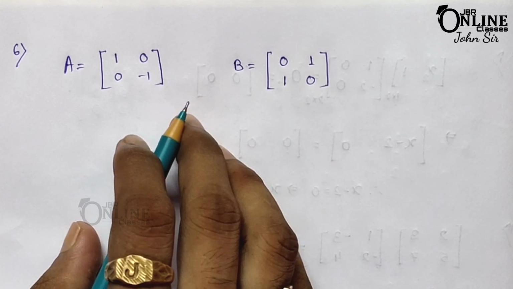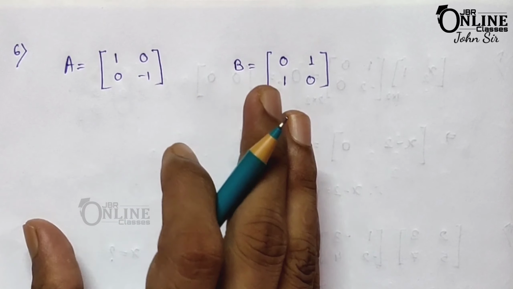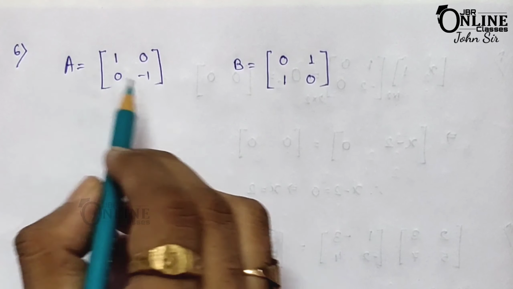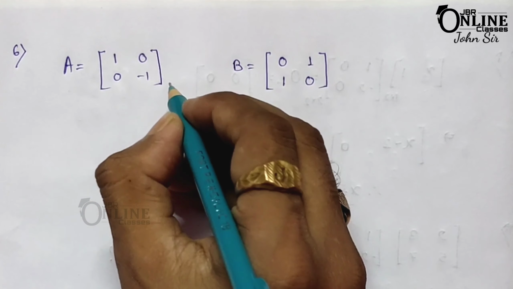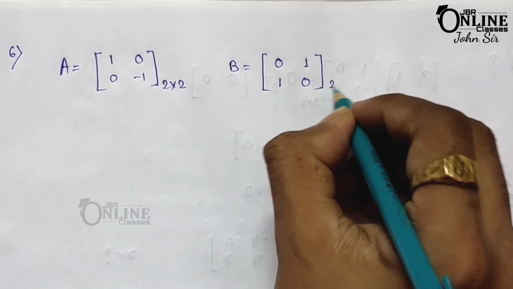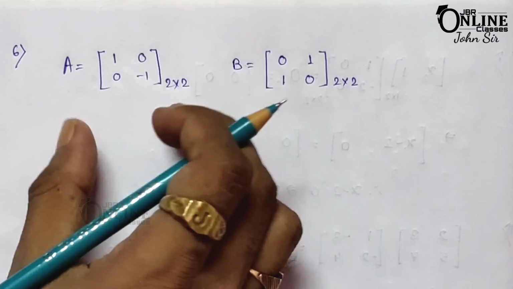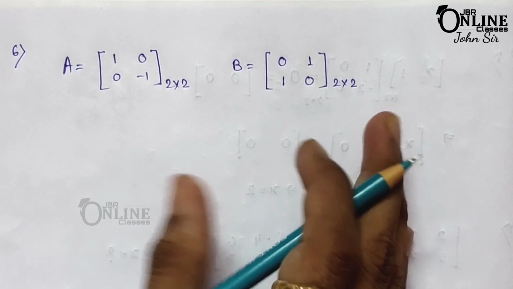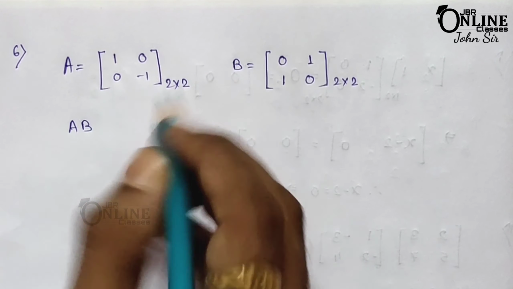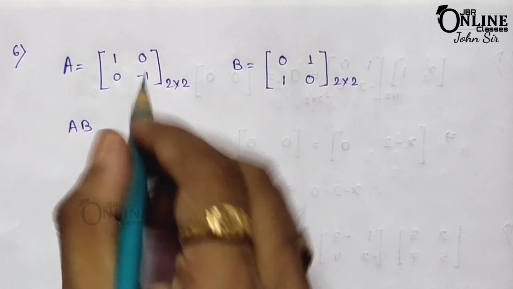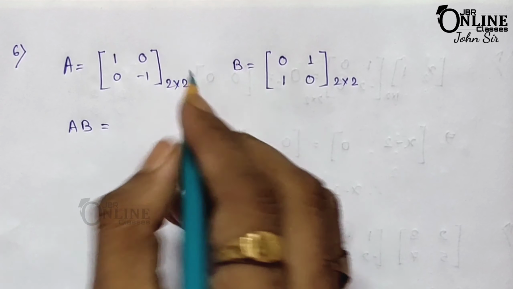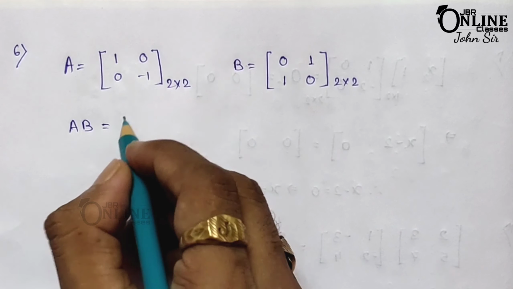Now sum number 6. So here in sum number 6, given A equal to this one, B equal to this one, both are 2 cross 2 matrices, and you have to find out AB and BA. As both are the same order matrices, that means AB and BA both exist. So first you have to find out AB. So AB means you have to multiply this one with this one.